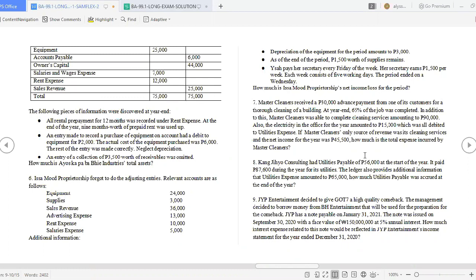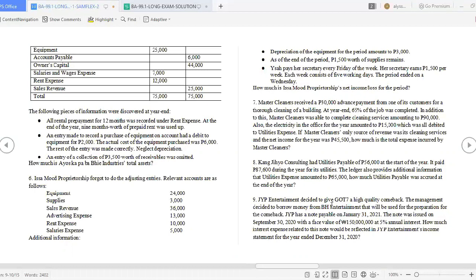So number 9, JYP Entertainment decided to give GOT7 a high quality comeback. So the management borrowed from BH Entertainment. So it is a note payable on January 31, 2021. So it was issued on September 30, 2020 with a face value of 150,000, 50 million Korean won with 500% annual interest. So what we're asked here is the interest expense related to the note for the income statement of the year ended December 31, 2020.